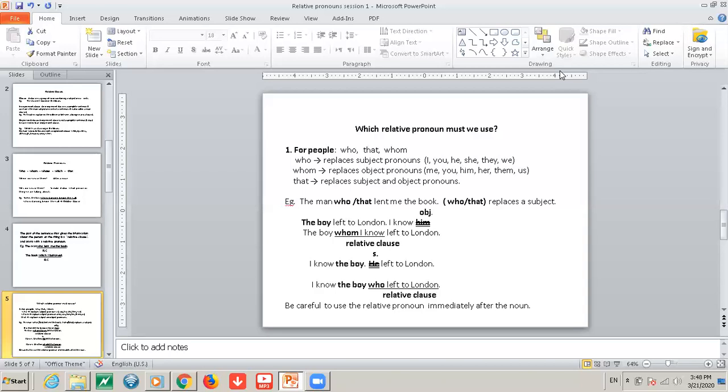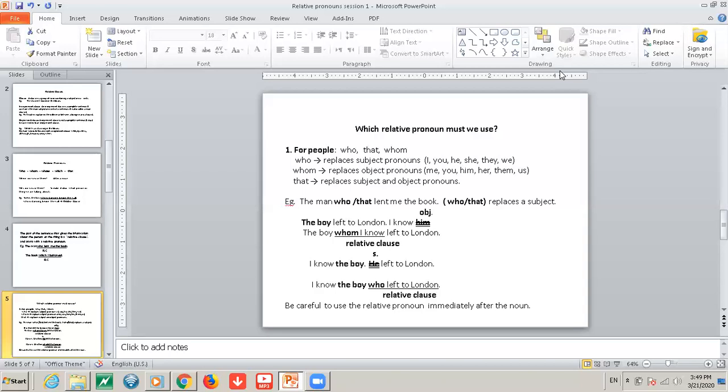Another example, the boy left to London. I know him. We have two sentences. Let's join them with a suitable relative pronoun. Look at the second part of the sentence, I know him. I is the subject.